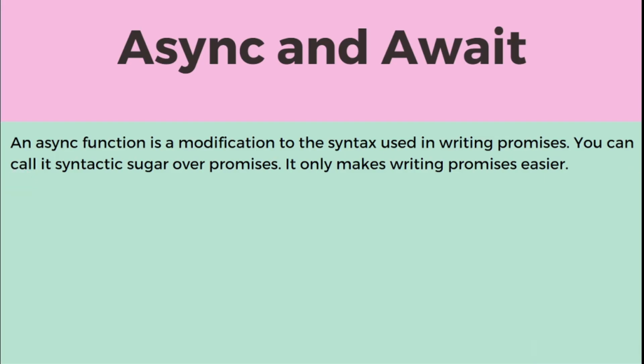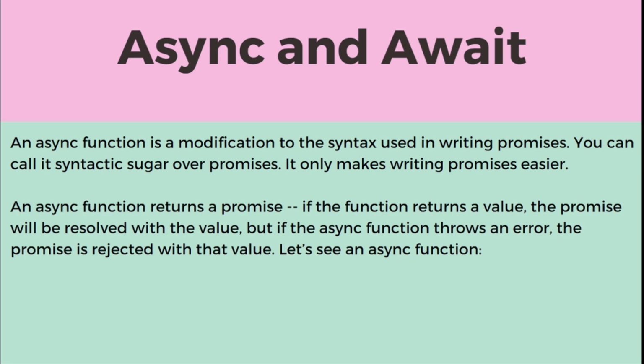Now let's talk about async and await. An async function is a modification to the syntax used in writing promises. You can call it syntactical sugar over promises. It only makes writing promises easier. An async function returns a promise. If the function returns a value, the promise will be resolved with the value. But if the async function throws an error, the promise is rejected with that value.